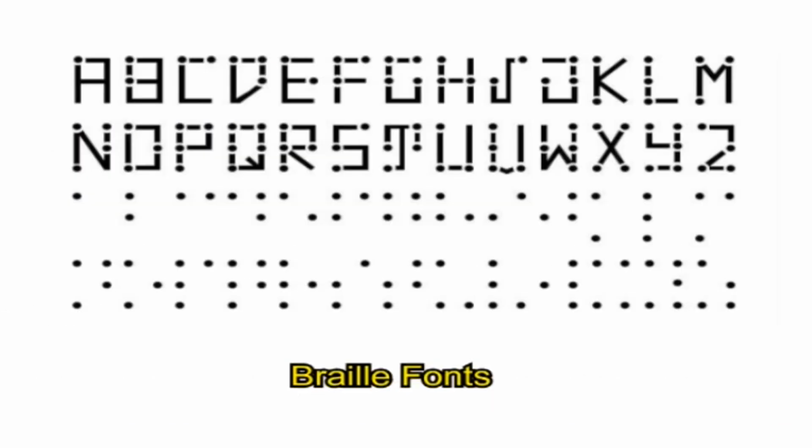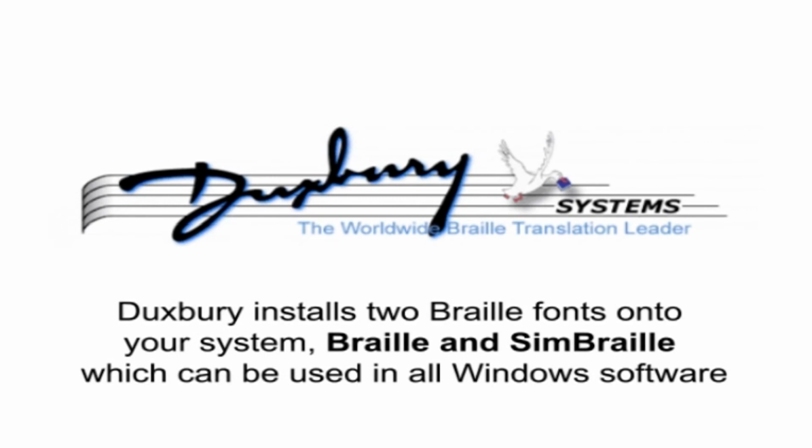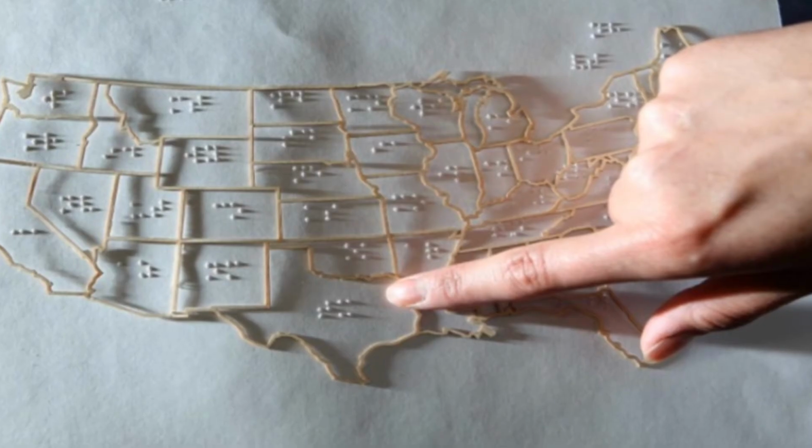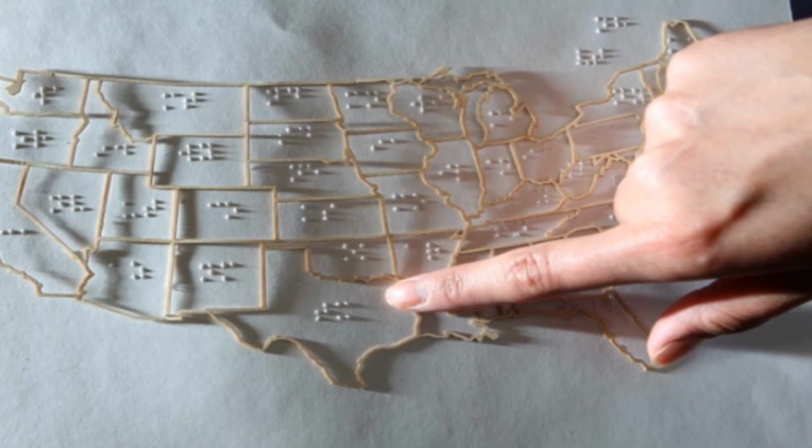The third method is to use Braille fonts. Duxbury installs two Braille fonts onto the system, Braille and SimBraille, which can be used in all Windows software. Look for them in your font list in Word. Use Braille for your tactile diagrams.